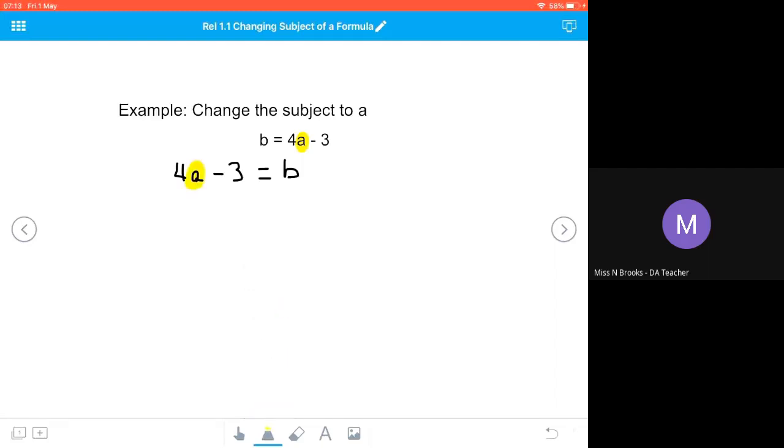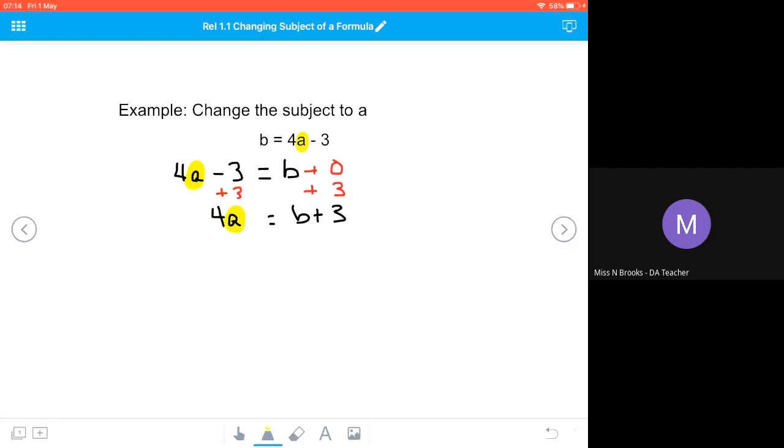So the first thing I need to do is I need to do the inverse process of that subtract 3. And I know that the inverse process is going to be add 3. And again, I'm going to put in my plus 0 over here, so I've got something to add my 3 to. So that means my next line of my working is 4a equals b plus 3. And it's a that I'm trying to change my subject to.